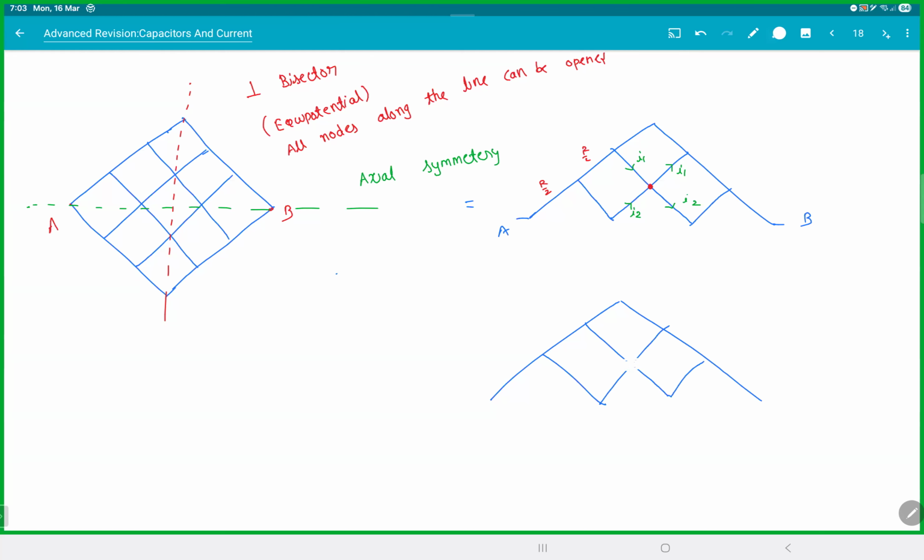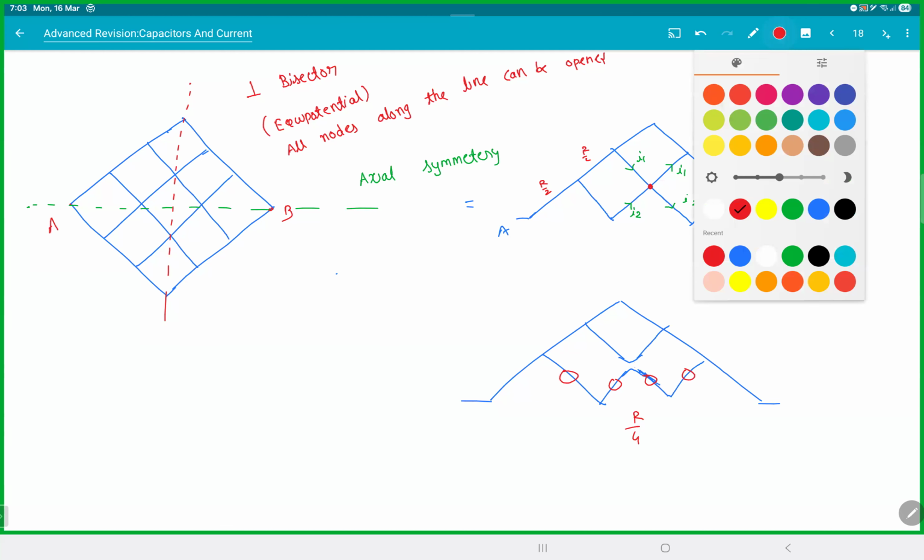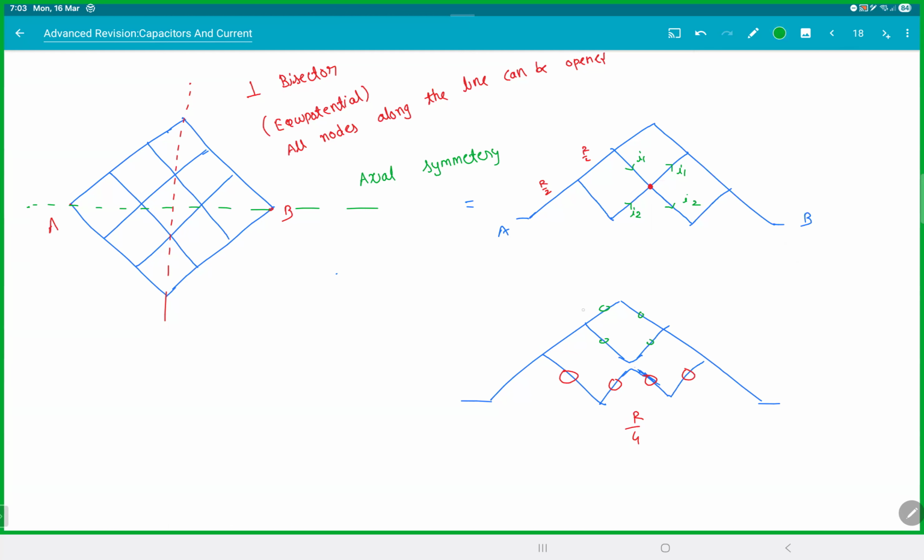So axial symmetry does two things. It creates equipotential and you can open up all the nodes like this. So it opens up like this. Clear? I think then it is done. It's doable. So R, that is R by 4. This is R. That will be R by 2, 2R, again R, and this is R, and this is R. This is R, and this is R.